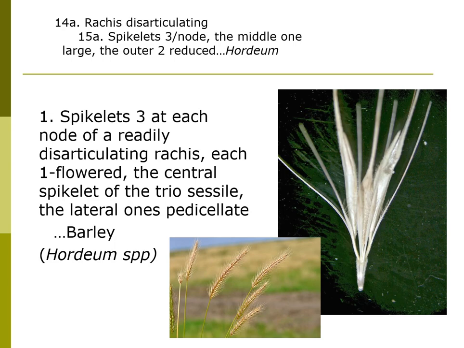The first one has a disarticulating rachis, meaning those little sections of rachis break apart as the seeds mature. And so all of these sections fall to the ground instead of the glumes being left on the stem. And then we're looking at those with spikelets of 3 per node, with the middle one larger and the outer 2 reduced. These are the Hordeums, or the barley group.